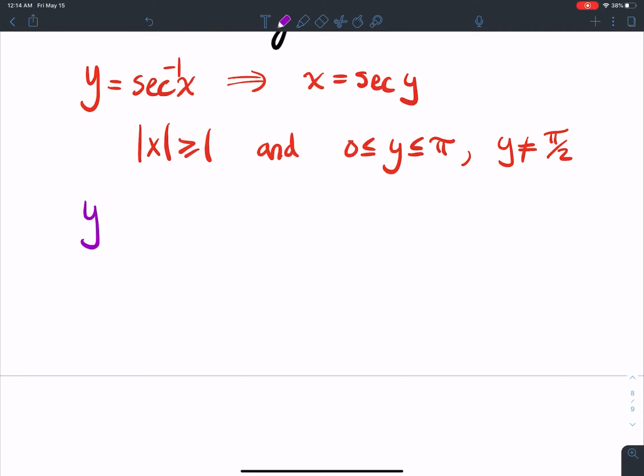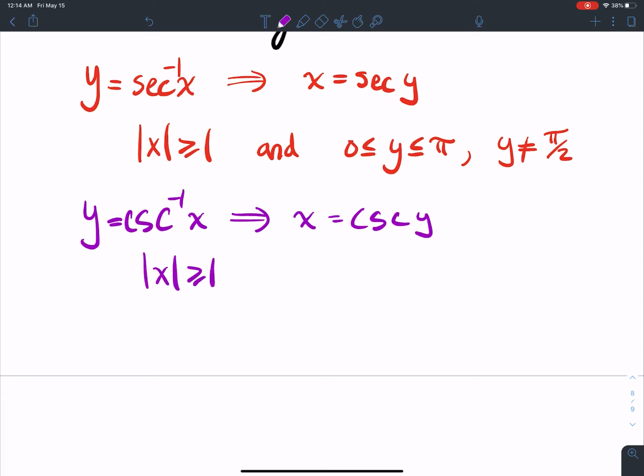The cosecant inverse function, which is also x equals cosecant y. This is for x greater than or equal to 1, and y is between negative pi over 2 and pi over 2.